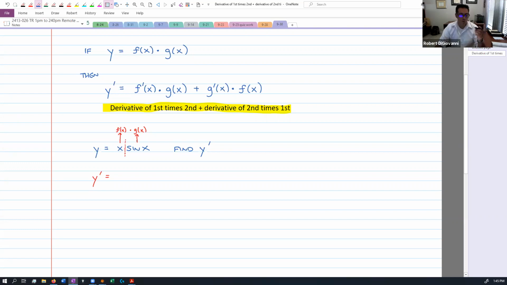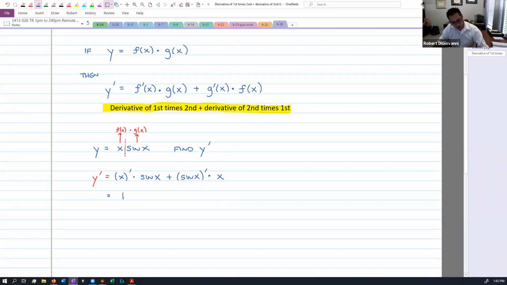Now, here, let me show you one way that people like to write this sometimes to keep track of what's going on. They say, okay, I've got to take the derivative of the first one times the second one, plus, then I have to take the derivative of the second one and then multiply times the first one. Do you see what I've done? I haven't actually taken any derivatives. I've just written down what I need to do. And now I actually do it.